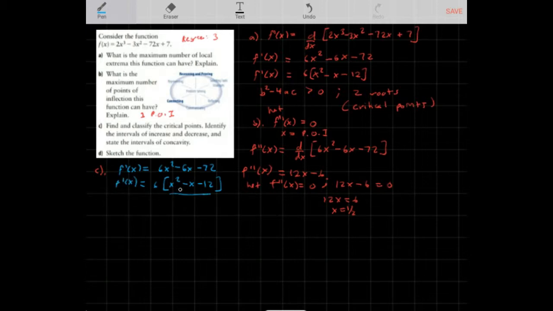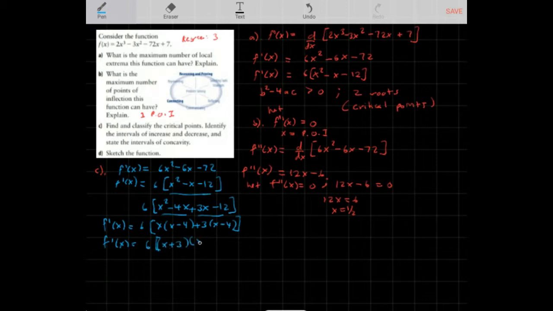So if you factor this out, two numbers that add up to -1 that multiply to -12, so let's do x squared minus 4x plus 3x minus 12, times 6. I'm going to factor these two and these two. You get x minus 4 plus 3 times x minus 4, times 6. And if you factor this by grouping, you can get 6 times x plus 3 times x minus 4. Okay? So this is your first derivative.